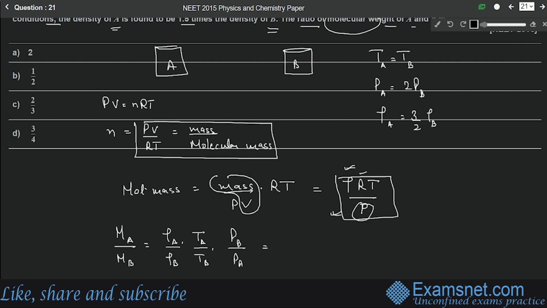Now let's put the values. We have seen that rho A is equal to 3 by 2 times rho B. So this rho A by rho B will be equal to 3 by 2. This ratio will be equal to 3 by 2. And temperatures are equal. So TA and TB are equal. They can be cancelled. And PB by PA. So we know that PA is equal to 2 times PB. So this ratio will be equal to 1 by 2. So 3 by 4 will be the ratio of the molecular weights of A and B. 3 is to 4 or 3 by 4. Option D will be the correct answer.